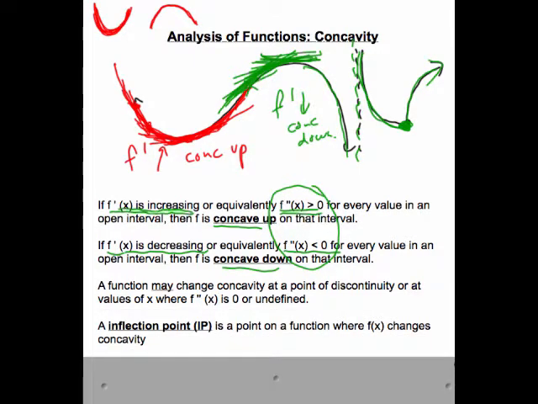And the final vocabulary term to know for this section is an inflection point. An inflection point is a point on a function where concavity actually does change. So in this case right here, that's an inflection point because concavity changed.